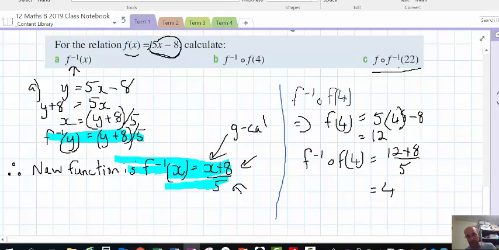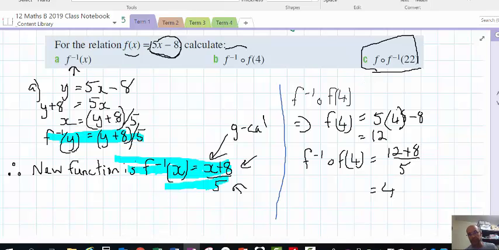One for you to try, the final one here, f of inverse f of 22. So try that. It's different to that one, but it's the same concept, and you should get 22 as your answer if you've understood the video.